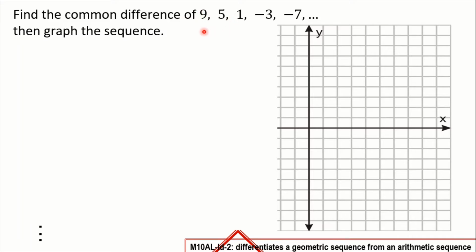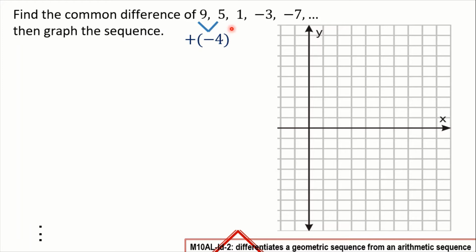Now, to get the common difference, kung matatandaan pa ninyo, we subtract one term by its preceding term. So, 5 minus 9, o kaya naman 1 minus 5, -3 minus 1, or -7 minus -3. And the common difference natin dito ay -4 kasi we are adding -4 to each of the terms.